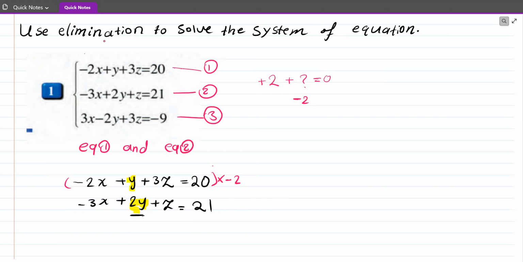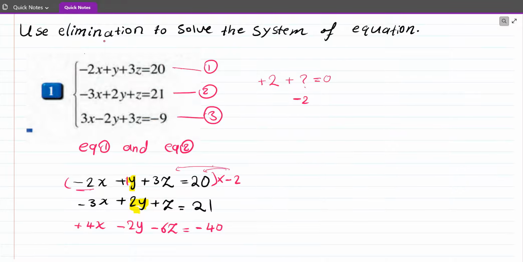So I will get negative times negative 2 equals positive 4x. Negative times positive 1 is going to be negative 2y. Then negative 2 times 3 equals negative 6z. Negative 2 times 20 equals negative 40. Why I wrote negative 41, I don't know.